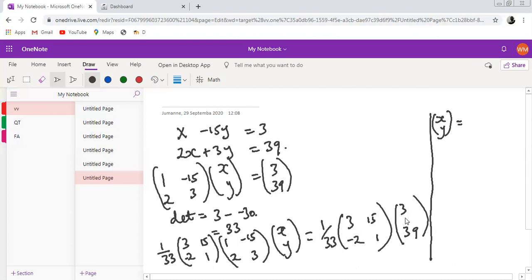3 times 3 is 9. 15 times 39, you get 585, plus the 9, you get 594. I've just multiplied 3 times 3 is 9, and this times this, and then I add the 2. So the total is going to be 594. Then I come here and multiply: negative 2 times 3 is negative 6. Negative 6 plus 39, because 1 times 39 is 39, which gives you 33.